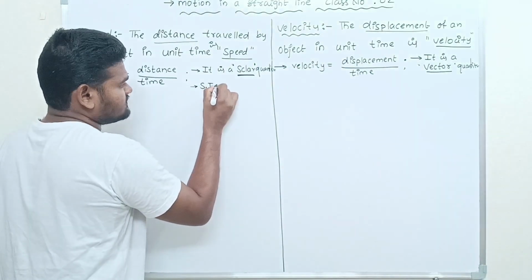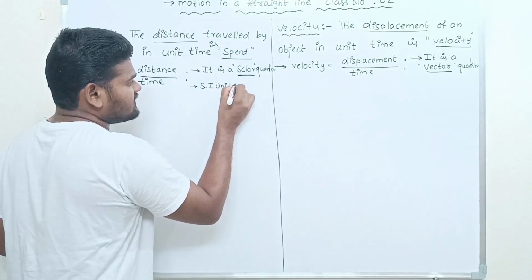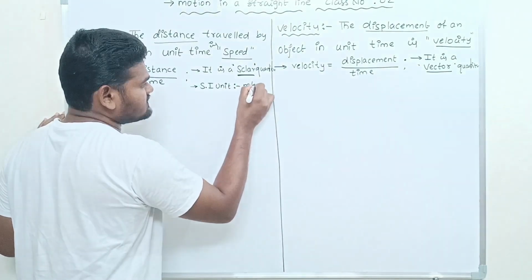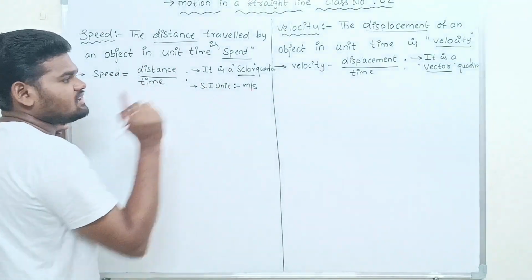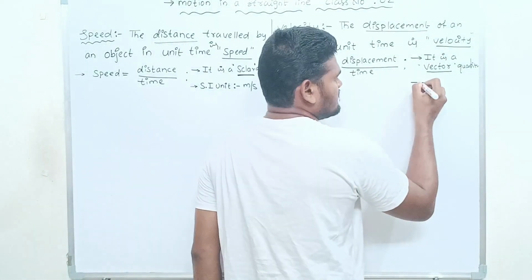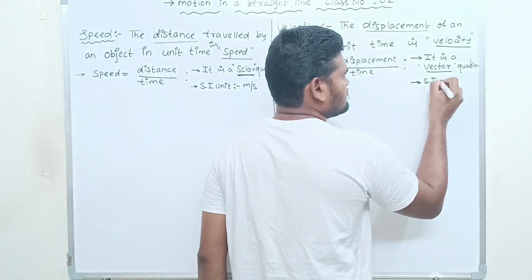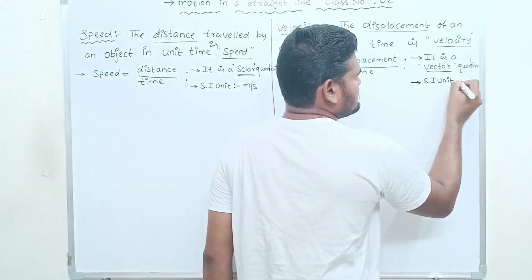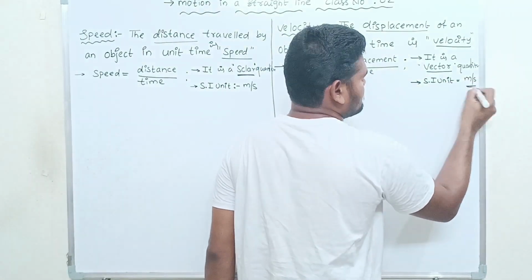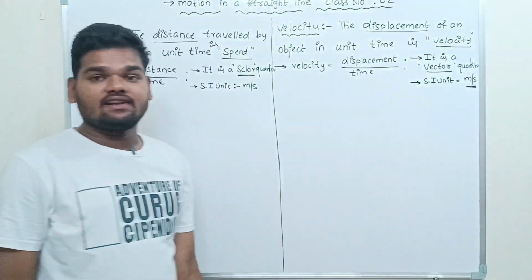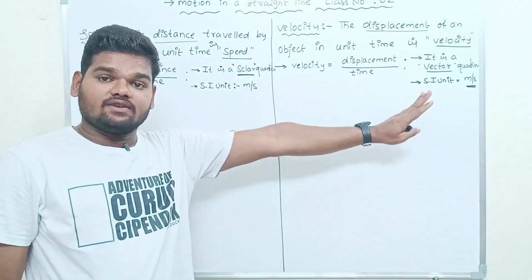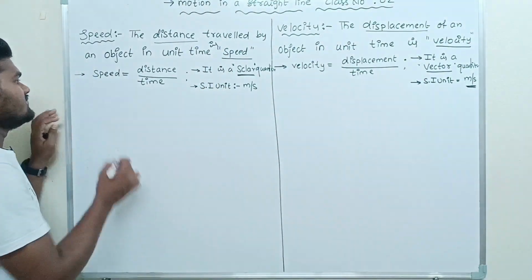The SI unit for speed is meter per second, because distance can be measured in meters and time can be measured in seconds. Here also the SI unit is meter per second, because displacement can be measured in meters and the time can be measured in seconds. For both, the SI units are the same. Are you getting?